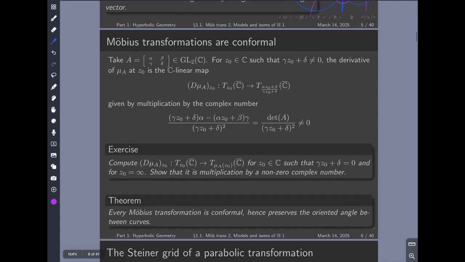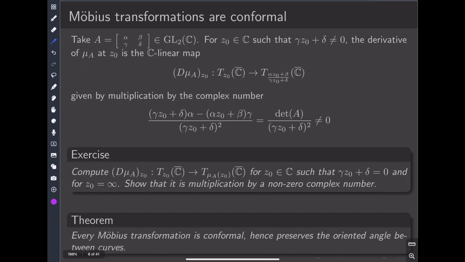So here I stop very quickly just to say Möbius transformations are conformal. And actually this can be shown by hand.